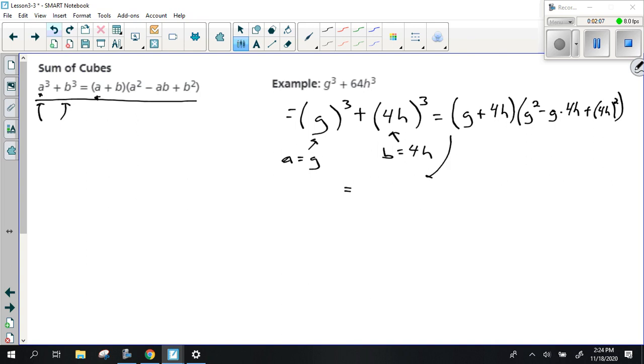So that's g plus 4h times the quantity g squared minus, let's just write that out as 4hg. And then we'll square 4h. So 4 times 4 is 16, and h times h is h squared. And there we go. We factored this using sum of cubes. Awesome. Let's look at another identity.